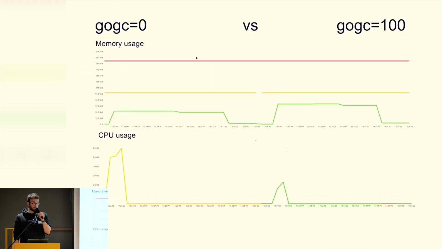Of course, this is not for free. There is always a trade-off. If we compare the memory usages and the CPU usages with different values for the variable, we see that basically the difference between 100 and 0 is half the memory usage, but double the CPU cost. That makes sense because the garbage collector needs to work much harder to retain the memory as low as possible. So it just frees stuff all the time and it takes more CPU to do that.